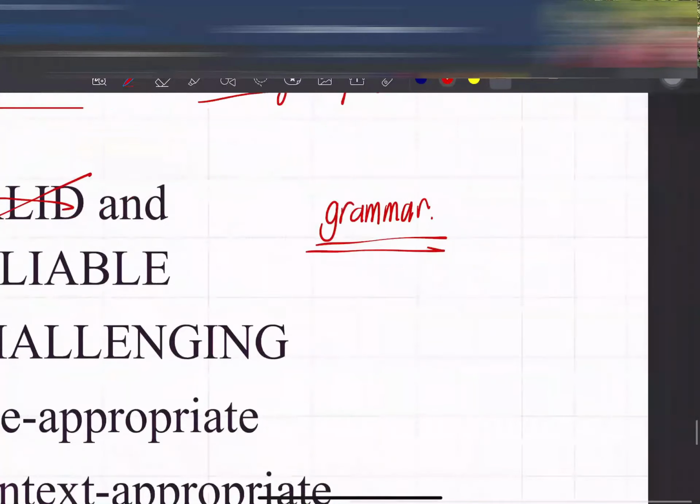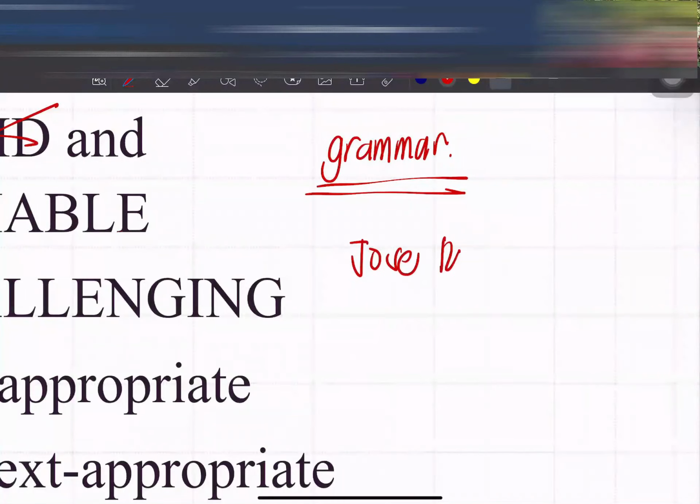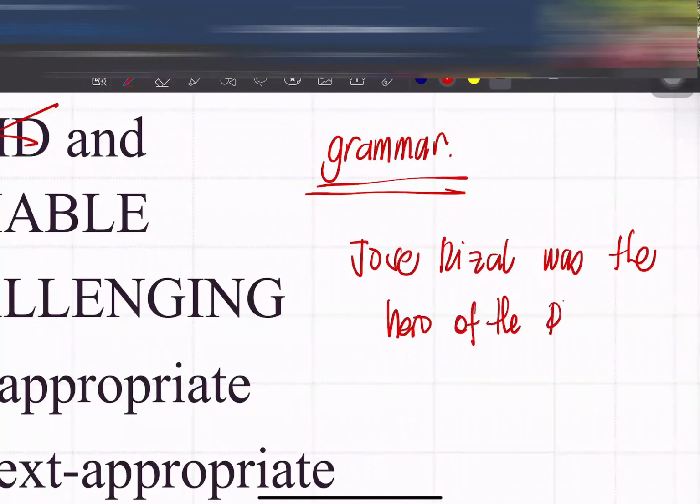Now, let's say for example, your examination would say that Jose Rizal was the hero of the Philippines.